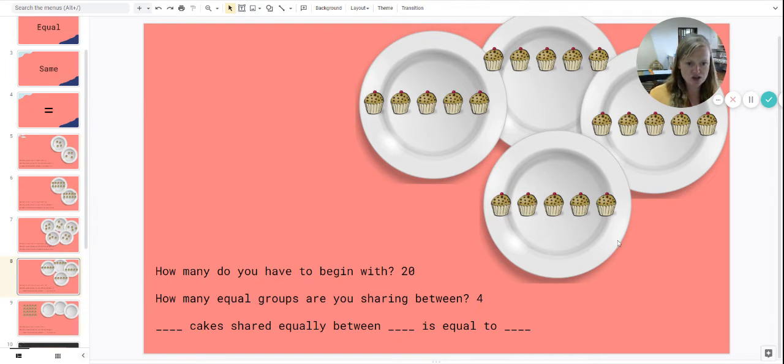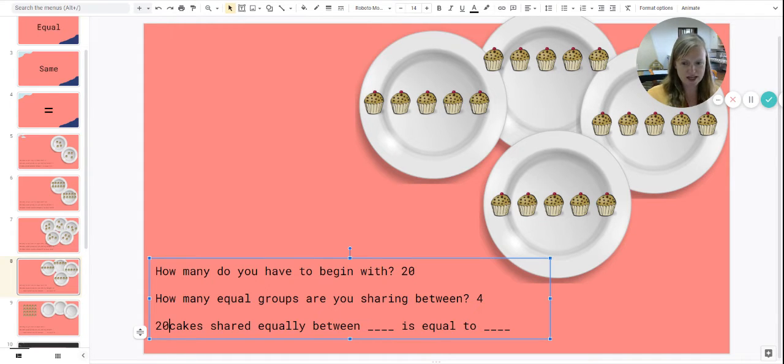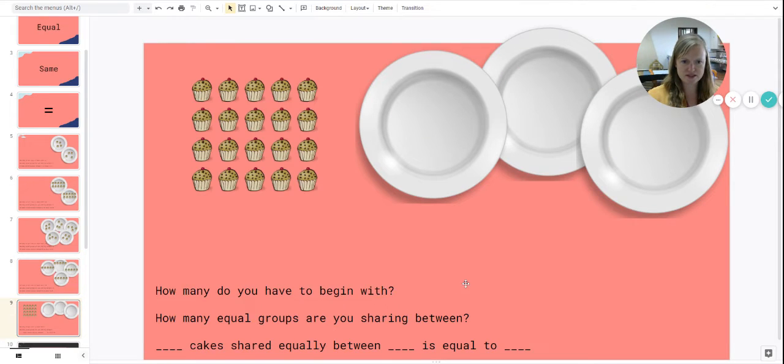Okay, so let's check. Are they shared equally? Well, I've none left, and I've given the same amount to each plate. Wonderful. How many are on each plate this time? Can you tell automatically there's 5? Good, me too. Okay, so 20 cakes shared equally between 4 is equal to 5 cakes each. Excellent. We're on a roll here, aren't we? All right, I think this is our last one.